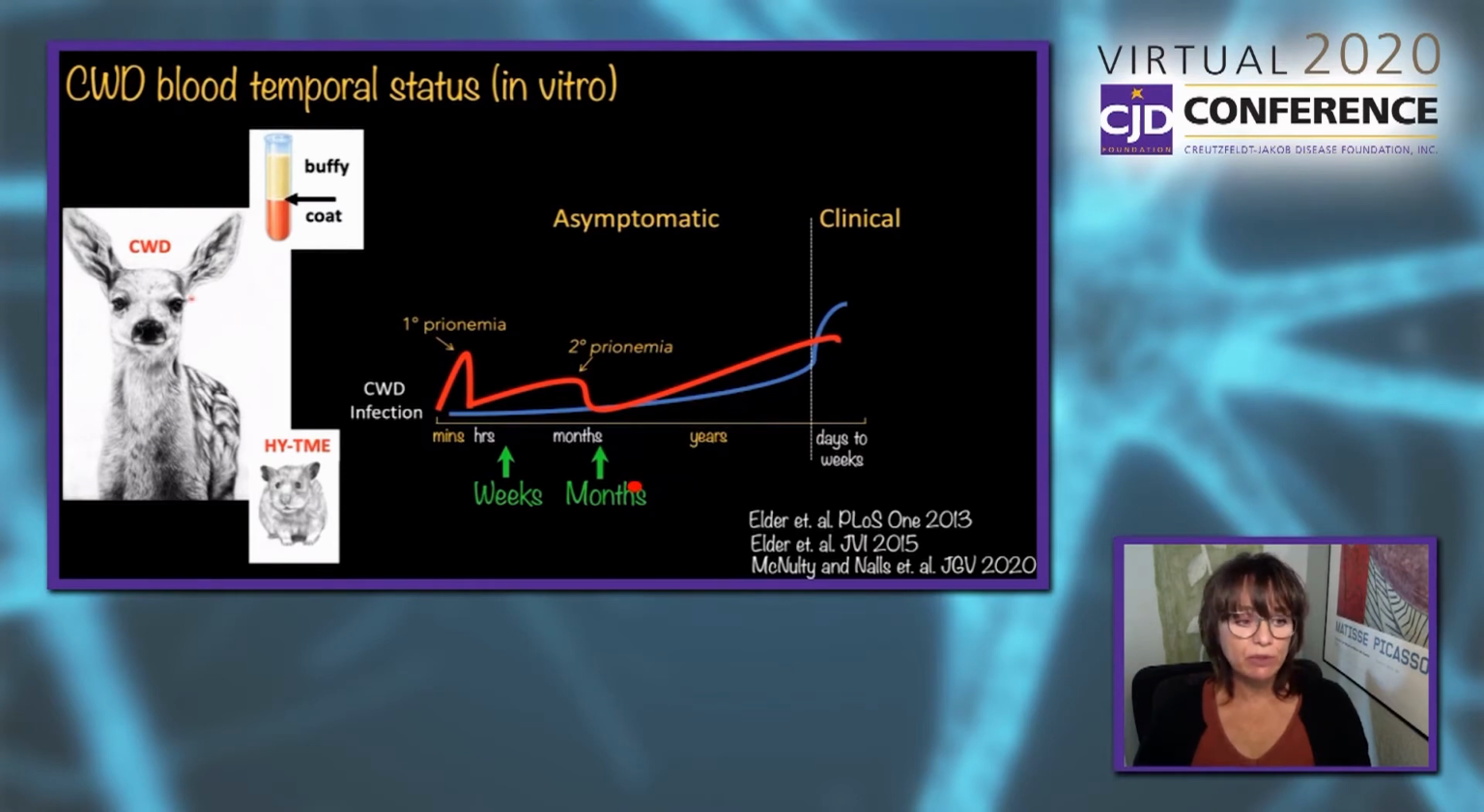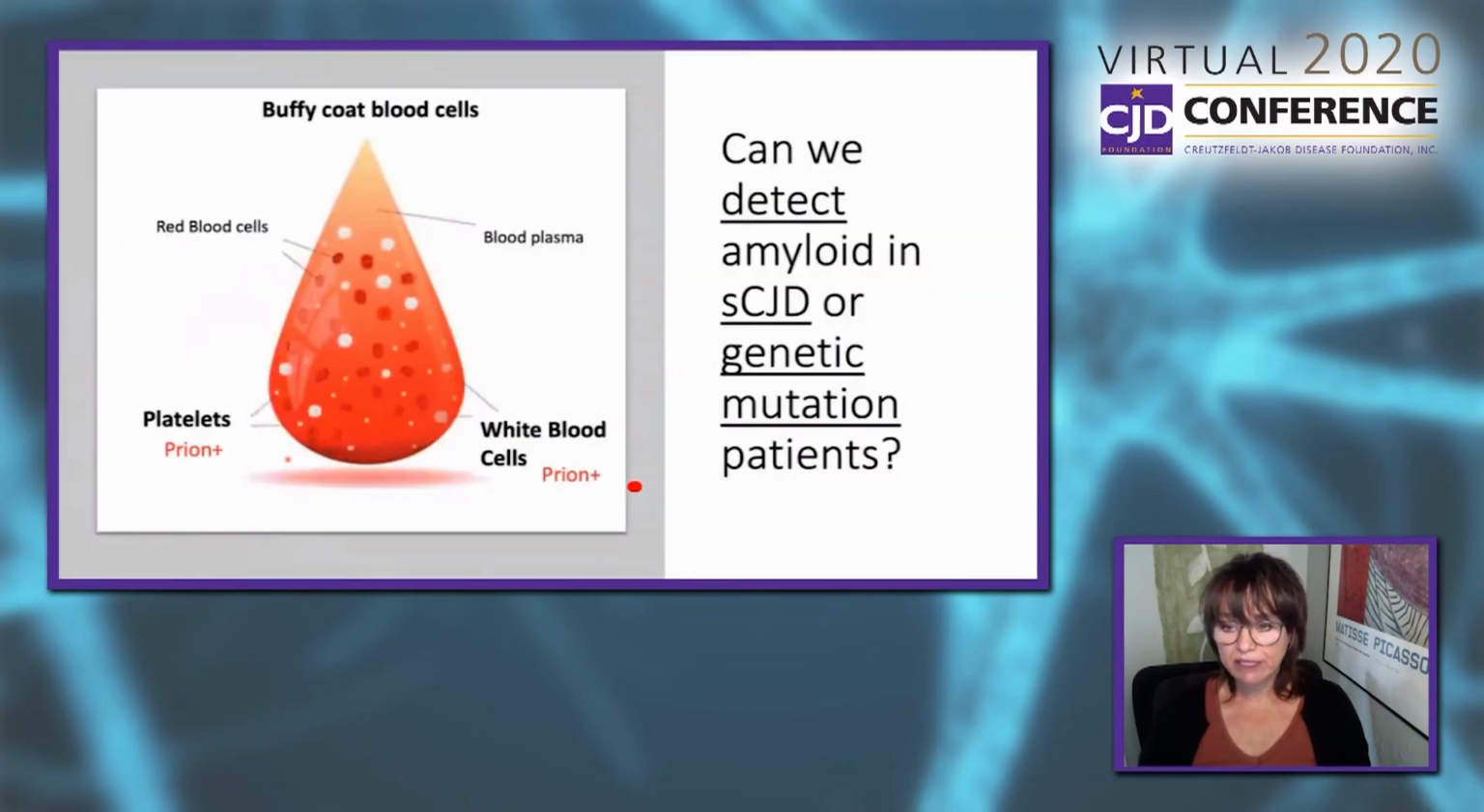So we've been able to see that both in our cervids infected with CWD, as well as another system using a transmissible mink encephalopathy and hamster system. So that permitted us an opportunity to ask the question as to whether or not we could detect amyloid associated with sporadic CJD or in patients that have genetic mutations for portend of prion diseases, and to look in these different types of cells. So platelets and white blood cells are all part of that Buffy coat blood cell component that we know there's prion infection.